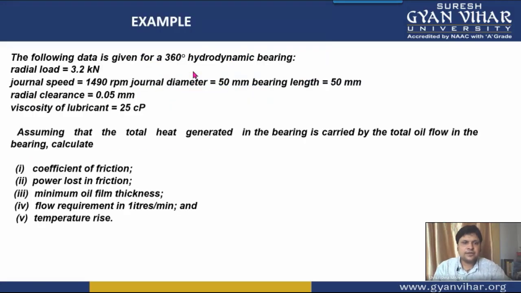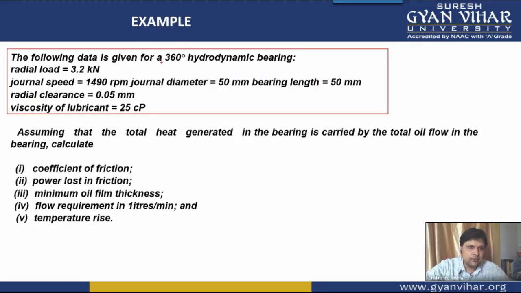All right. Now let's take an example, students. With the help of an example, it will be easy to understand all these parameters and how we are doing the designing. First of all, the data that is required to be used in the designing in this numerical is given here. In this data, they have provided you that the hydrodynamic bearing is a 360-degree hydrodynamic bearing. Then the radial load that is acting, the value of capital W, is given to you as 3.2 kilonewton. The journal speed, the speed of the journal in RPM, let's write it as capital N. That is given to you as 1490 RPM.